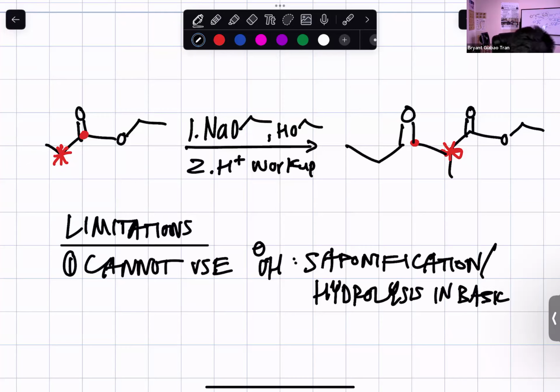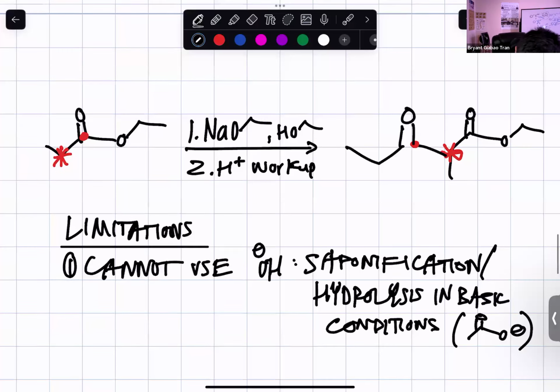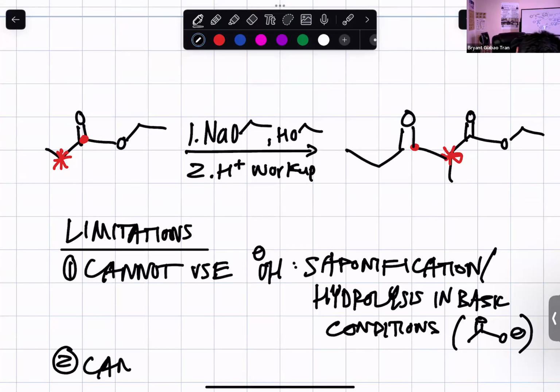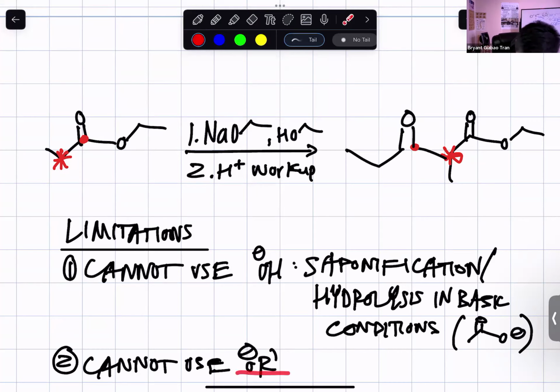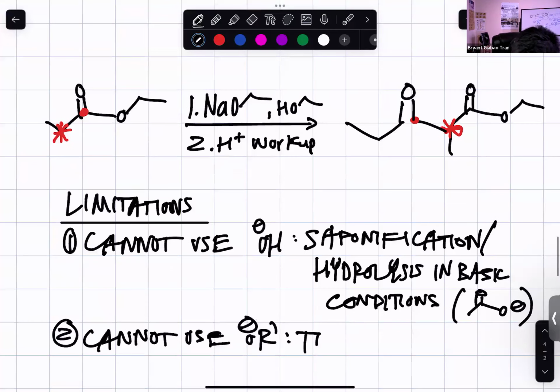So this is chapter 20, and it would give us this carboxylate here. We don't want that. We cannot use an OR minus where the OR minus is a different OR group, because that would do transesterification.